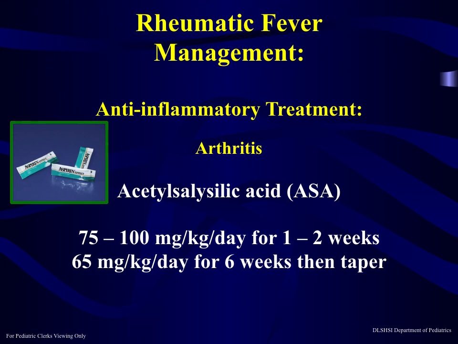Now, how do we treat? First, you have to give an anti-inflammatory drug. For patients who manifest only with arthritis, the drug of choice is acetylsalicylic acid or ASA at 75 to 100 milligrams per kilogram per day for 1 to 2 weeks, and 65 milligrams per kilogram per day for 6 weeks, then taper.